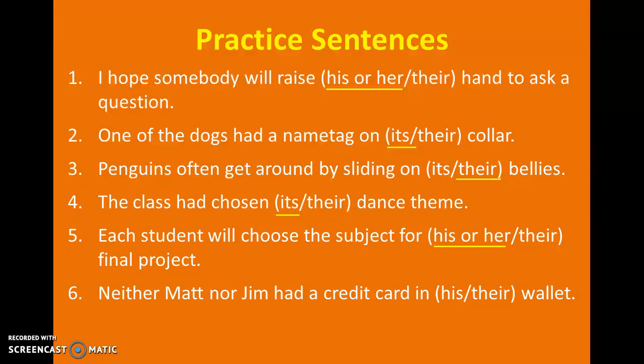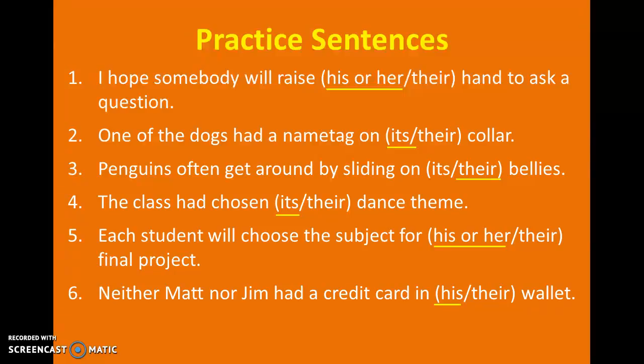And then finally, number six, neither Matt nor Jim had a credit card in his or their wallet. This is one of those where we have multiple antecedents, Matt and Jim. They're joined by or nor, but because they're both singular, you would always use the singular pronoun of his. So neither one of them had a credit card in his wallet.